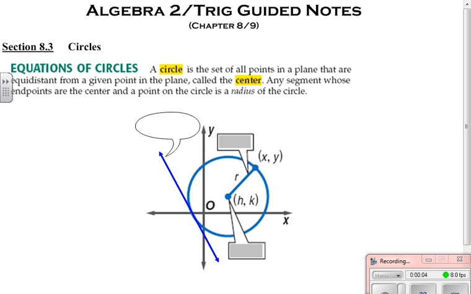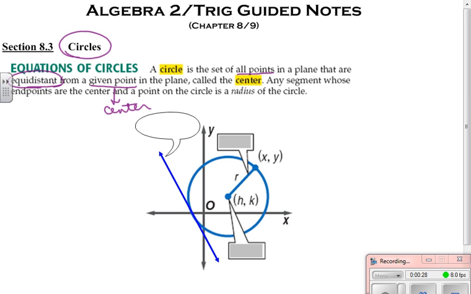8.3 is another review concept for this lesson. This is going to go back to geometry when we learned about circles and writing the equation of a circle. So a couple of key definitions. First of all, a circle is a set of all points that are equidistant from a given point, which we call the center.